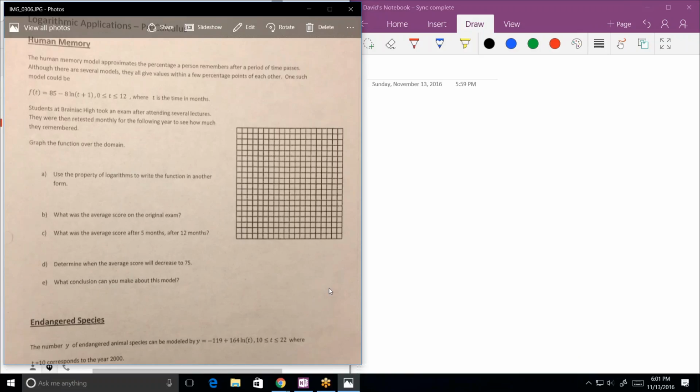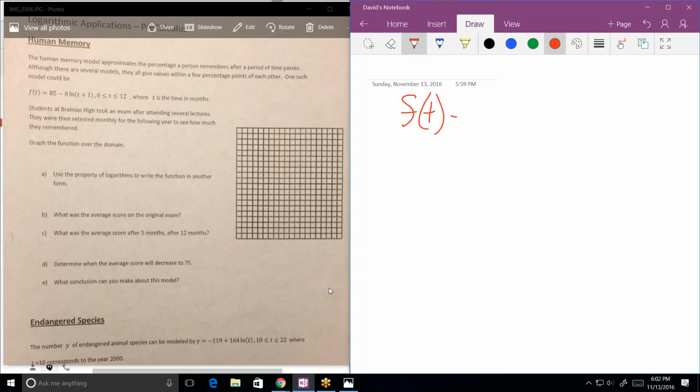The top paragraph. Hold on a minute. F of t is the percentage a person remembers of the material. In other words, if f of t is 100, then you've memorized 100% of the material. If f of t is 50, then you've only memorized 50%. So here they're giving us f of t.